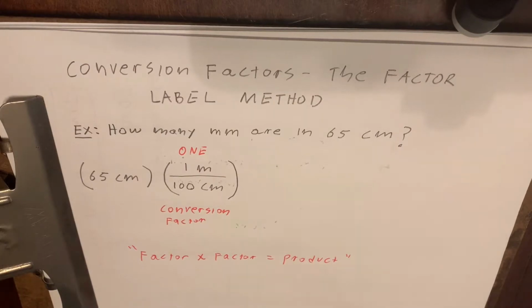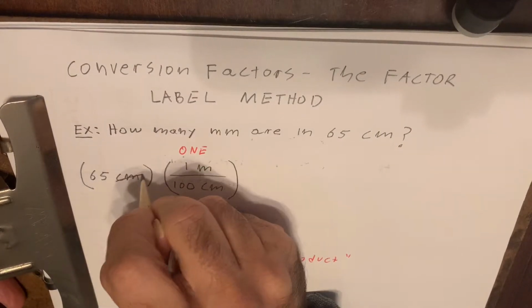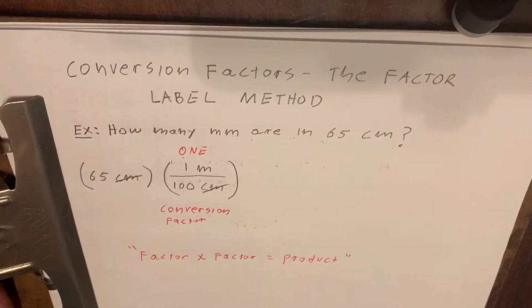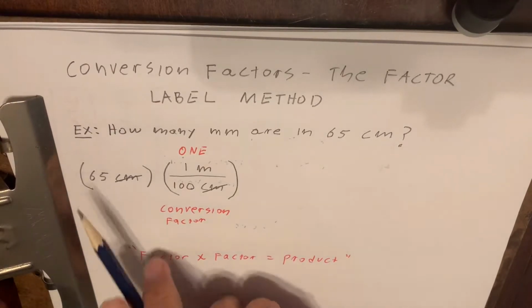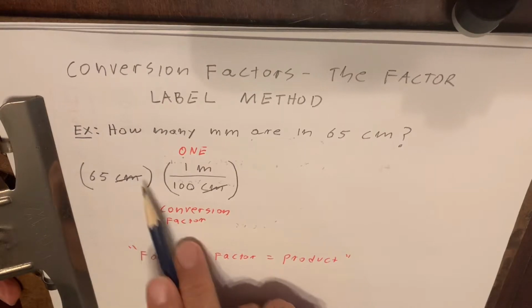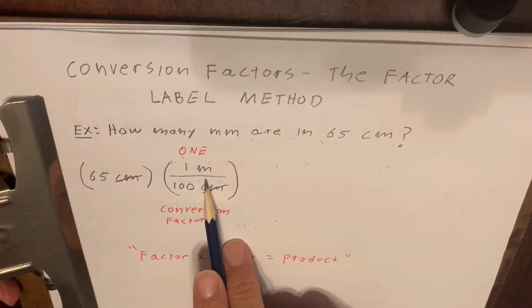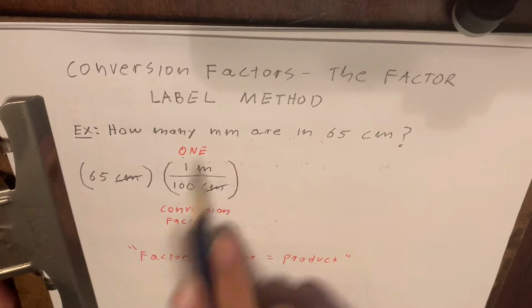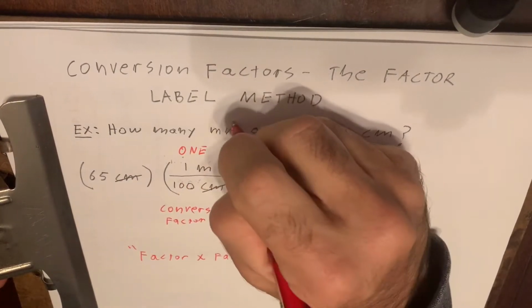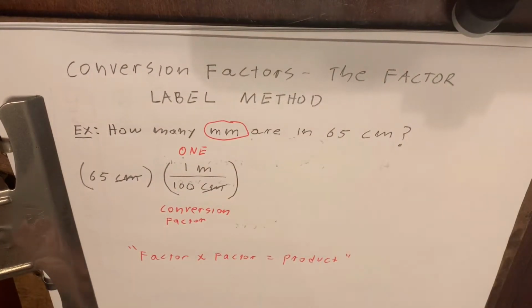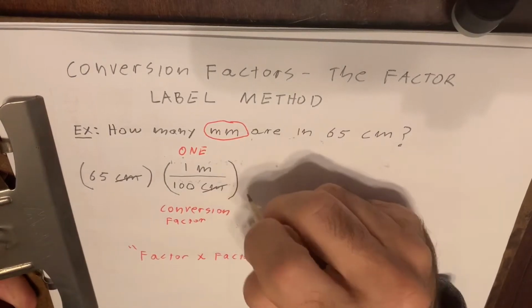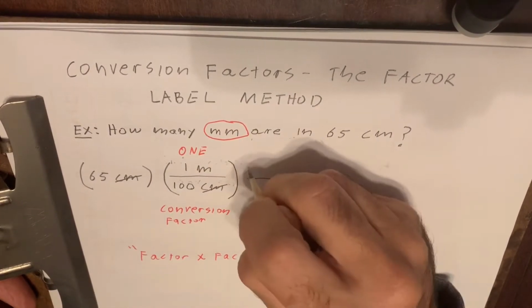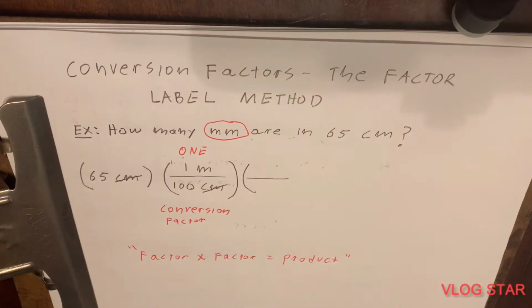But look what happens. See, the centimeters cancel. They cancel like they are numbers. Units will actually behave like they are numbers if used properly. So now we've converted the 65 centimeters into meters. But we don't want our answer in meters. We want our answers in millimeters. And I know that there are 1,000 millimeters in 1 meter. So we're going to need another conversion factor.